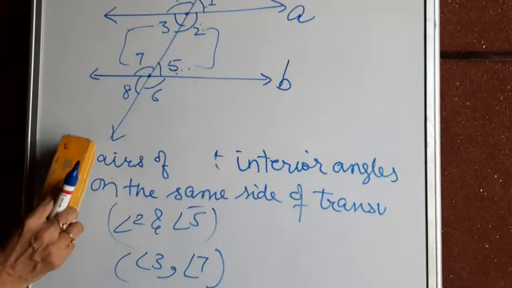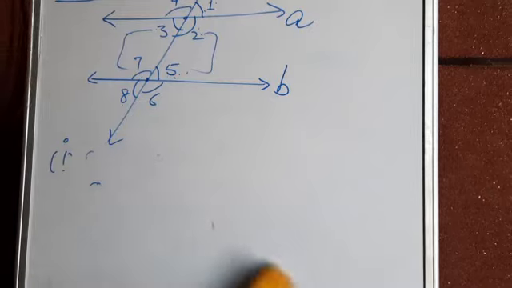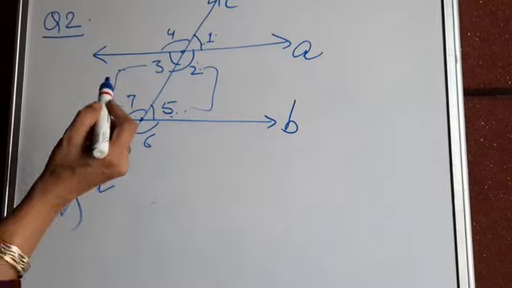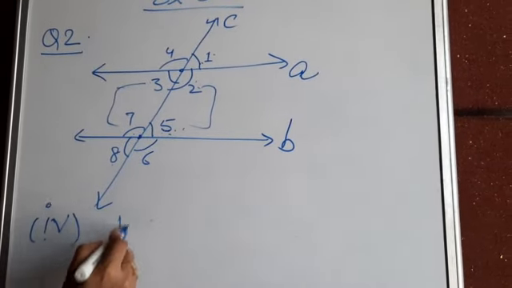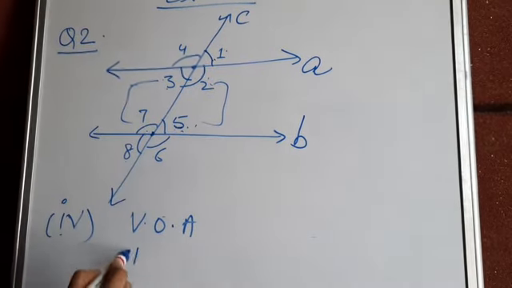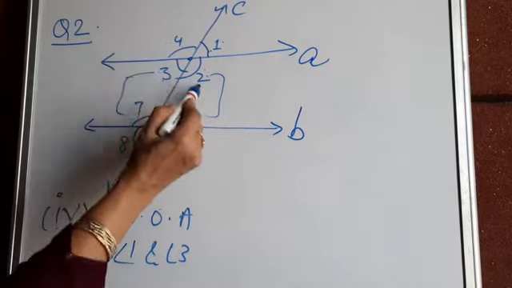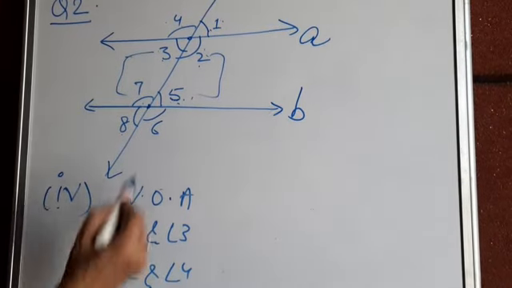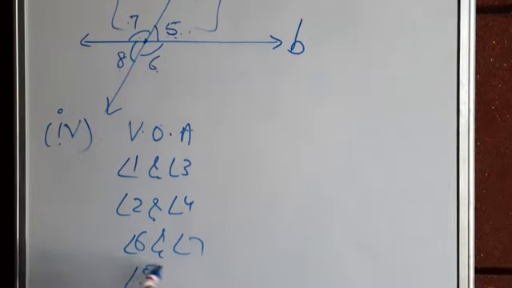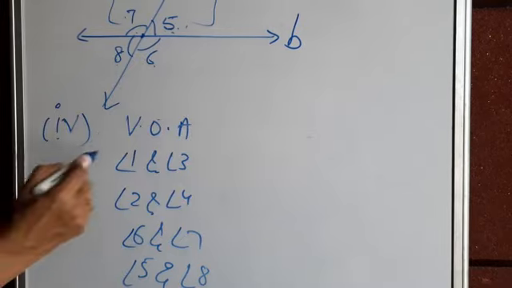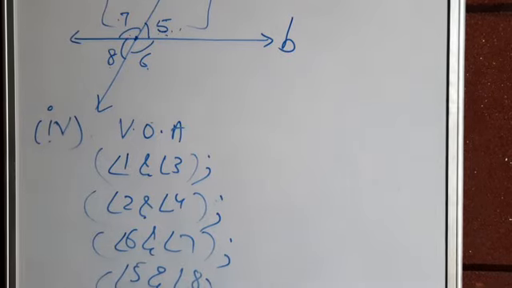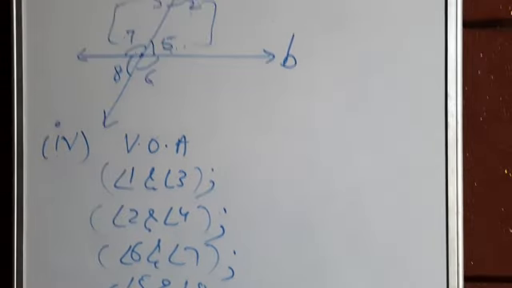Now come to the fourth part. The fourth part is pairs of vertically opposite angles. Now we have to tell the pairs. How many pairs are possible? Write down all pairs of vertically opposite angles. 1 and 3, write in the first line. In the second line write 2 and 4. In the third line write 6 and 7. Then 5 and 8. These 4 pairs are possible. So first pair, second pair, third pair, fourth pair. So these are vertically opposite angles.